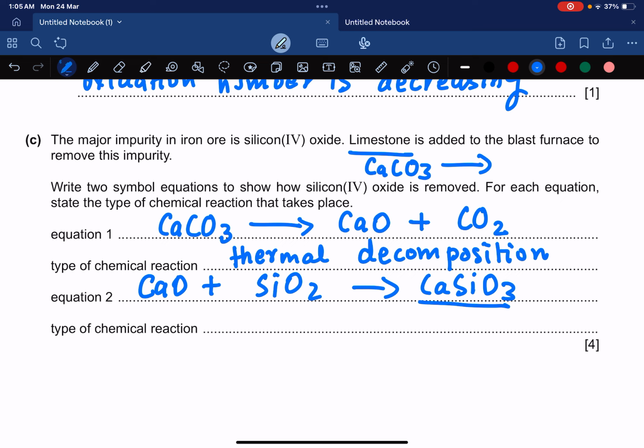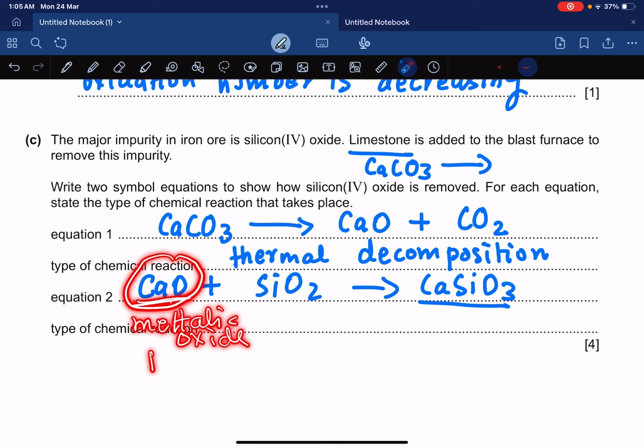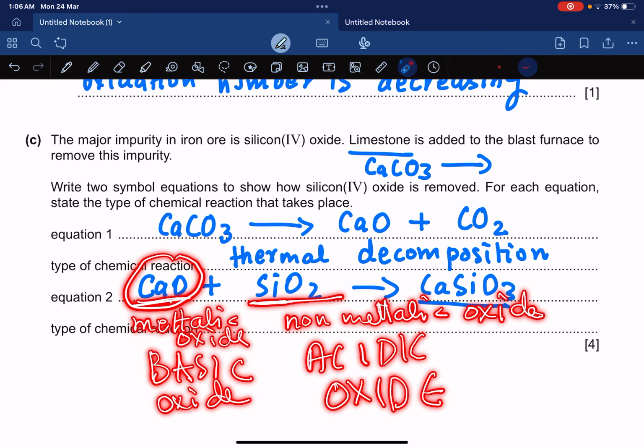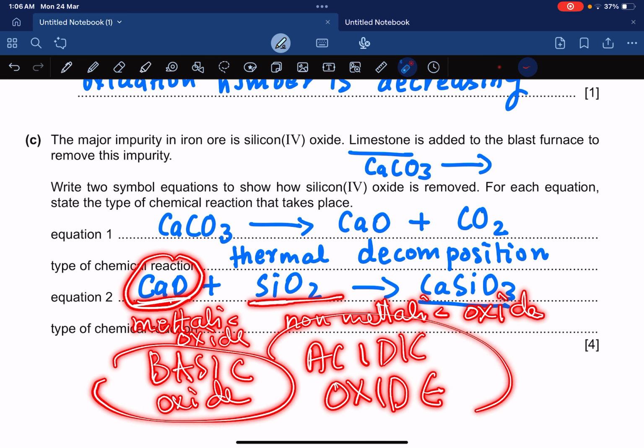The type of chemical reaction this is, देखें ये हमारा जो है calcium oxide, because it's a metallic oxide, calcium is a metal, it is a basic oxide, ठीक है? Metallic oxides are basic, and silicon is basically your non-metal, so this is a non-metallic oxide. So silicon dioxide is your acidic oxide, and between basic oxide and acidic oxide is going to be an acid base reaction, ठीक है?